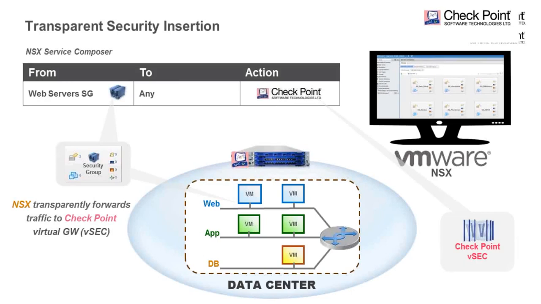In this example, we are transparently forwarding from the NSX perspective any traffic from a security group called Web Service SG, and within NSX you can define security groups. As you build your virtual machines, you can tag them to belong into a group. So if you build a new virtual machine that's going to be a web server, and it's going to be part of an existing farm, you simply tag it as, I don't know, web server, and that automatically inserts it into the web server SG group. So NSX transparently forwards the traffic to the Checkpoint virtual gateway.